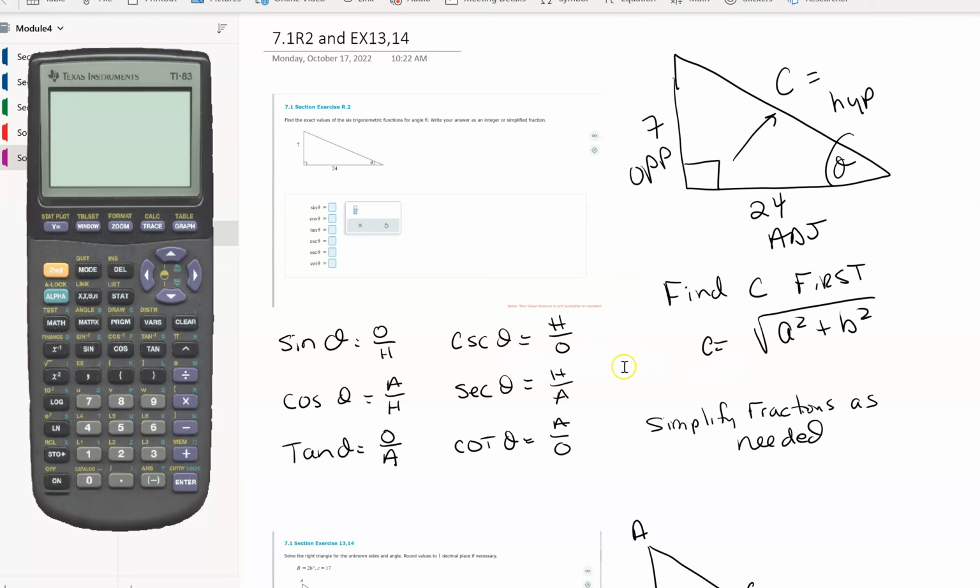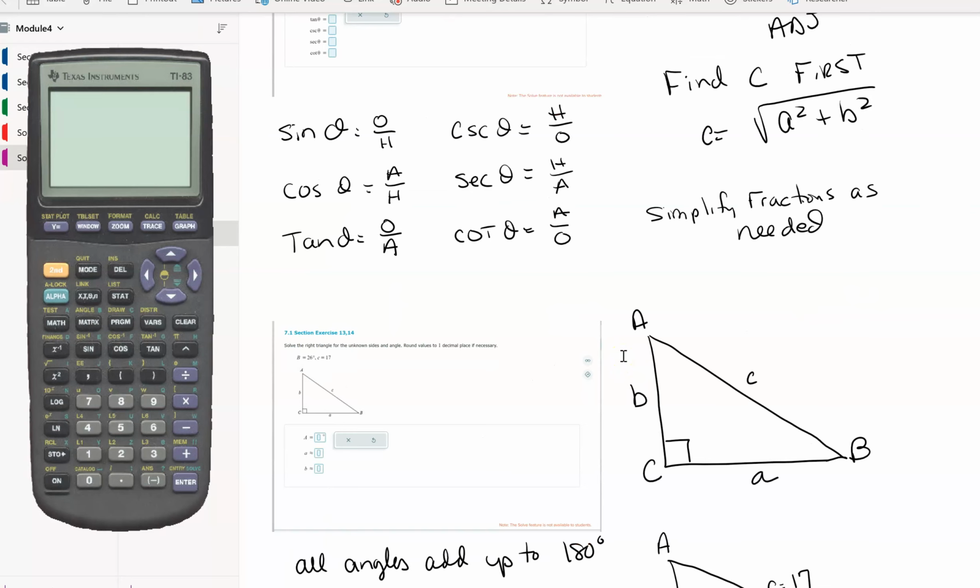So once you find C, again, you go through the 6 identities and put the numbers in. Sine of theta, opposite over hypotenuse. Cosine of theta, adjacent over hypotenuse. Tangent of theta, opposite over adjacent. Cosecant theta, hypotenuse over opposite. Secant theta, hypotenuse over adjacent. And cotangent theta is adjacent over opposite. And simplify any fractions as needed. So if any of these fractions can be simplified, you have to simplify them.